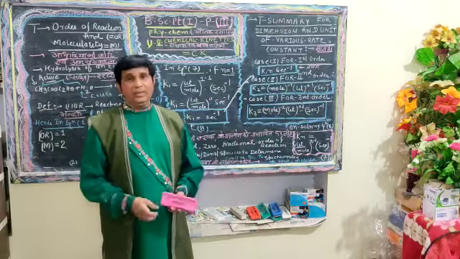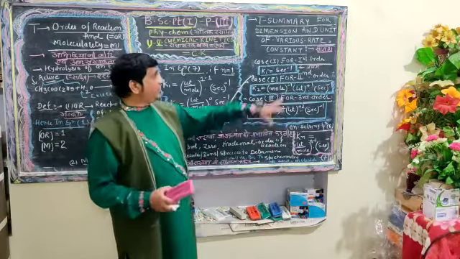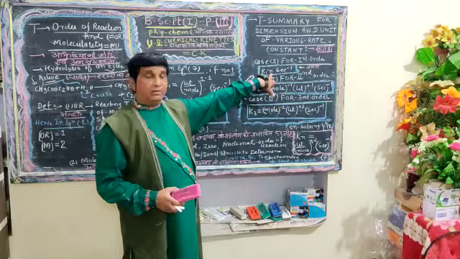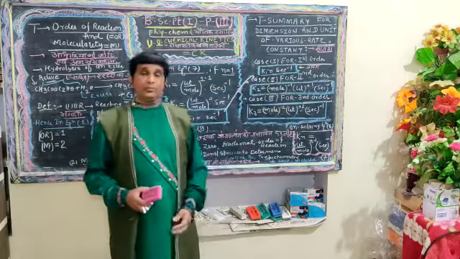Let us try to check. For first order of reaction, K1, in the previous derivation we evaluated the value of K1 is equal to second minus 1.